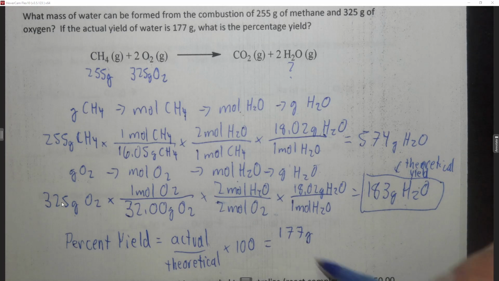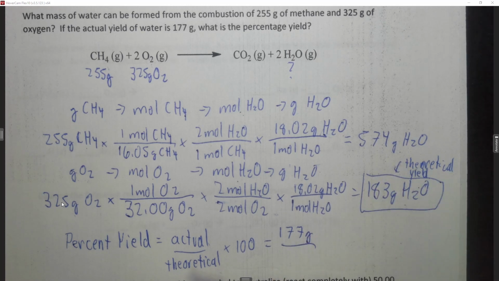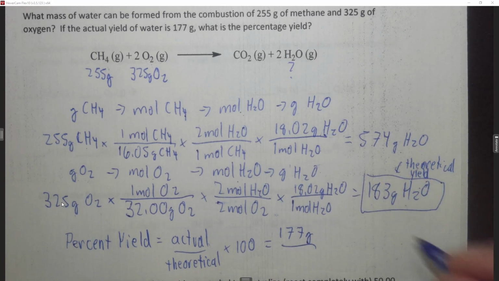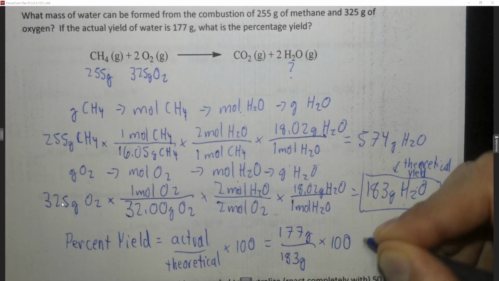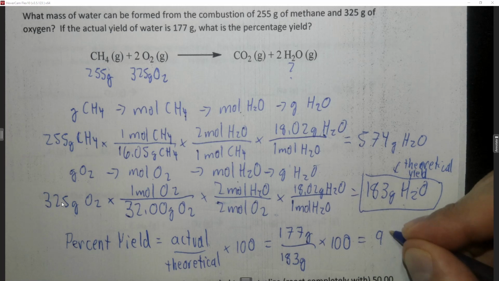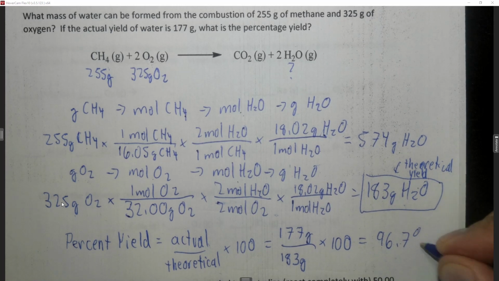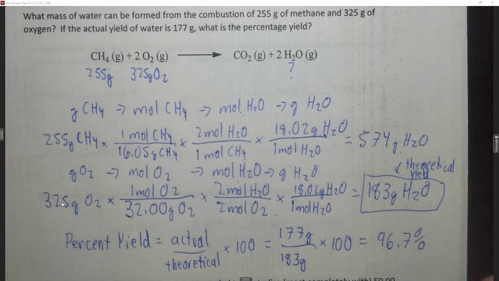In a lab, you would actually measure the actual yield by putting your product on a balance and measuring it. The theoretical yield is how much we could theoretically get if we used all of our oxygen, and we get 183 grams. Then we multiply that by 100, and we found that this reaction is 96.7% yield. Okay, which is pretty good.